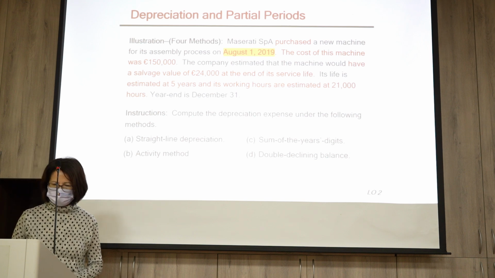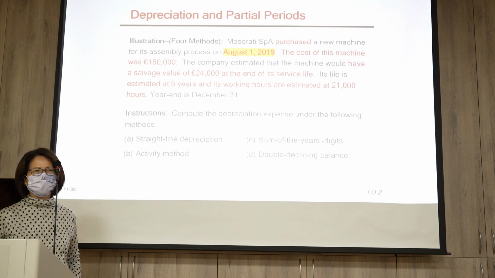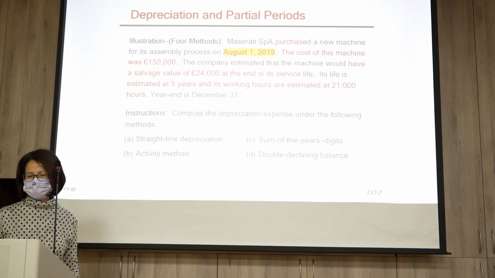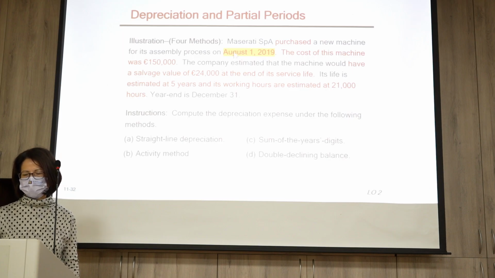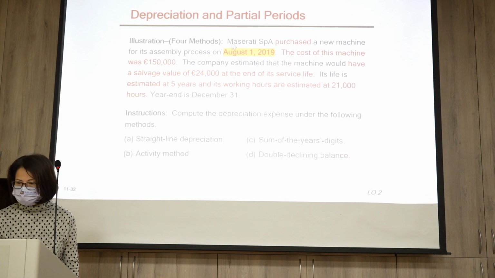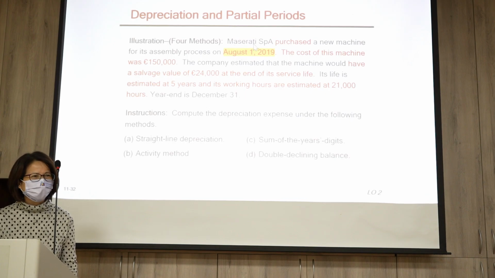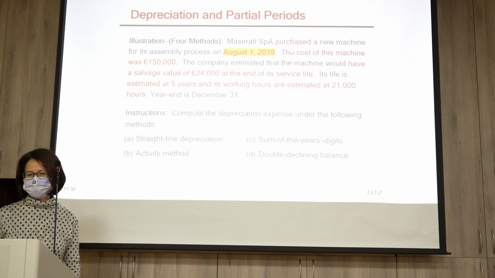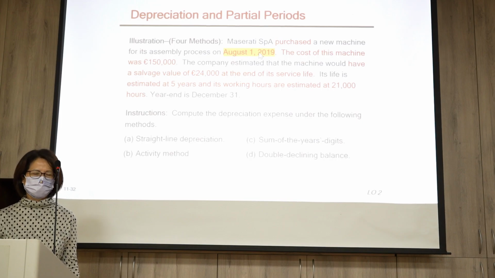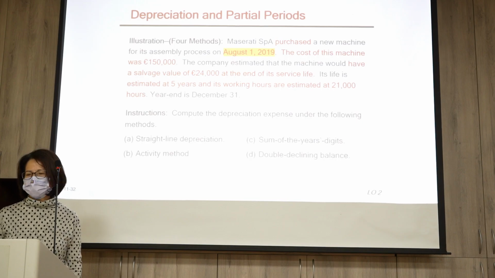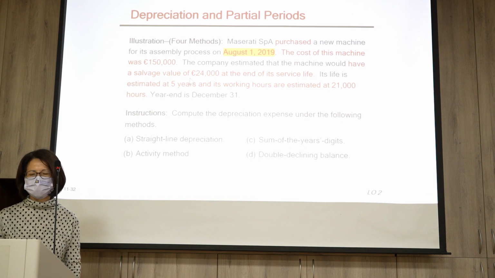Okay, we have introduced 4 methods, right? So this is the example here. The company, Maserati, purchased a new machine on August 1st. So this is the partial period. The cost of this machine was $150. The company estimated that the machine would have a service value of 24 at the end of its service life.